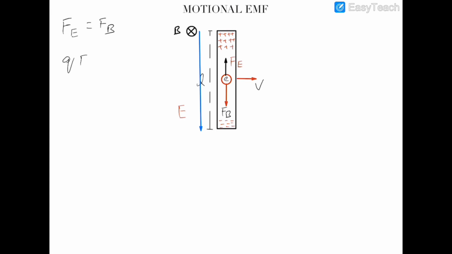In fact, I can say that if it is acting on electrons, then it is qE, and Fb is qv cross B. Now we know that the velocity and magnetic field are mutually perpendicular. Therefore, this expression in scalar form would be E is equal to V into B, where V is the velocity, B is the magnetic field, and E is the induced electric field.